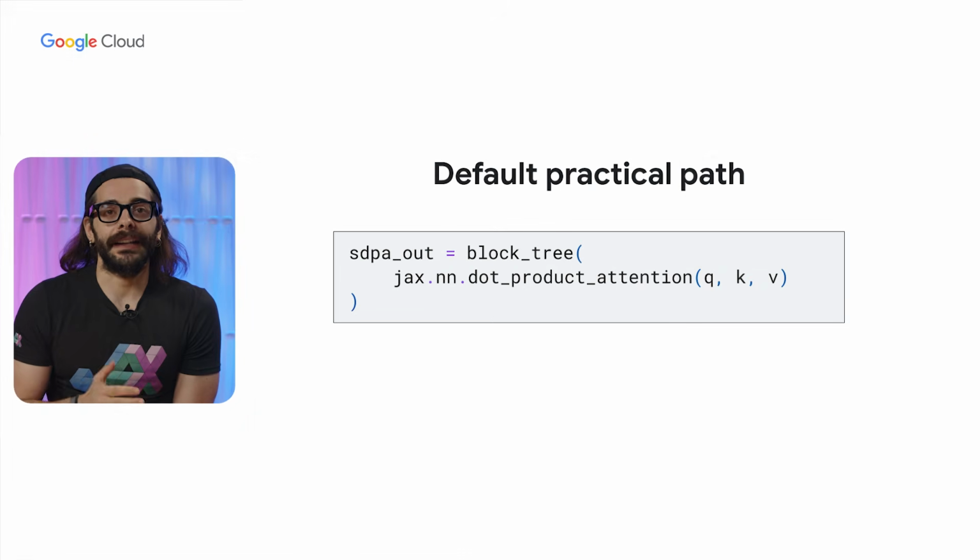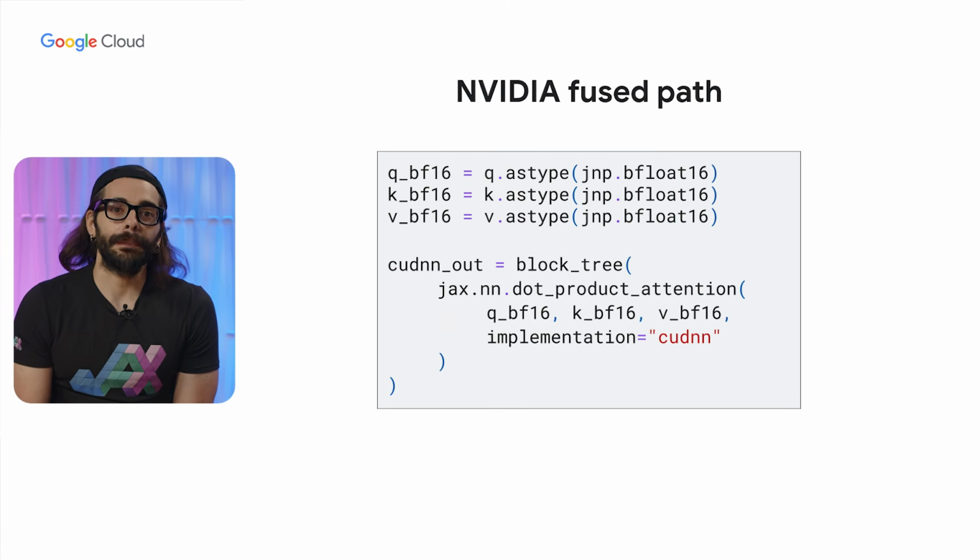The default practical move is jax.nn.dot_product_attention. Let JAX and XLA fuse the operations. On supported NVIDIA GPUs, implementation equals cudnn can use fused cuDNN attention with BF16 or FP16 inputs.